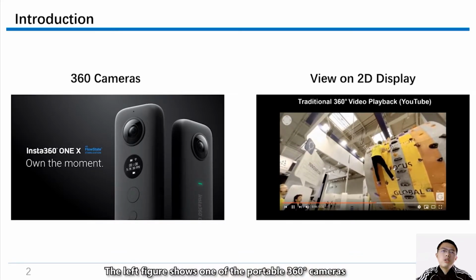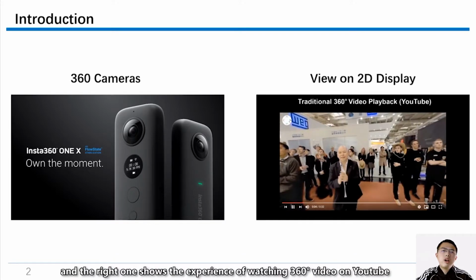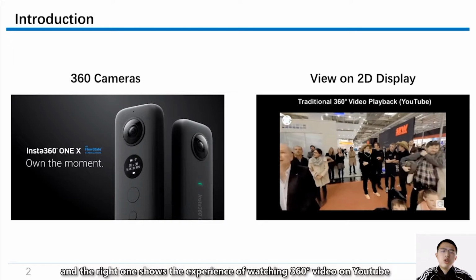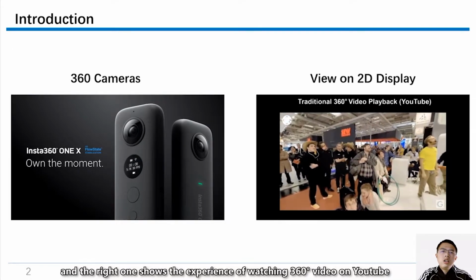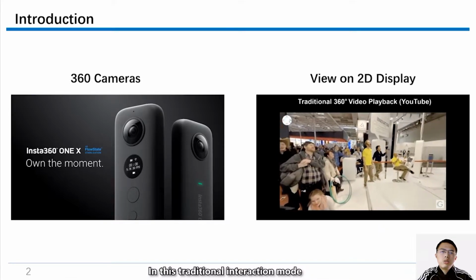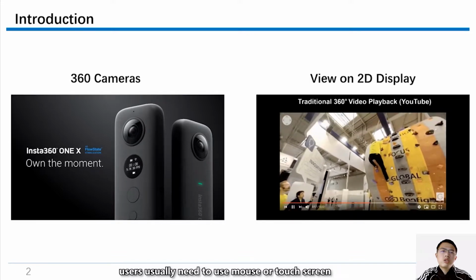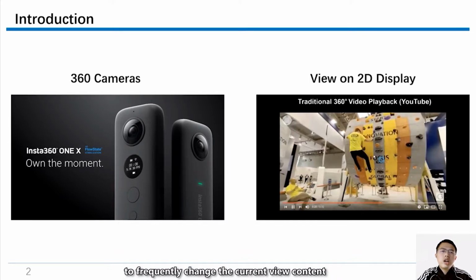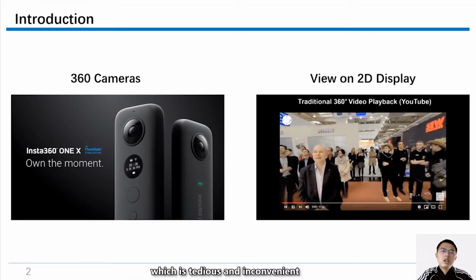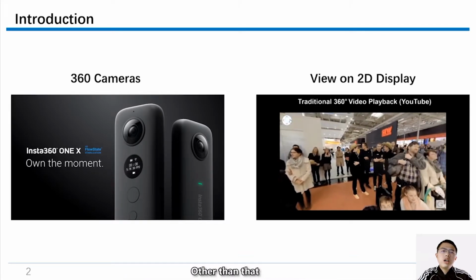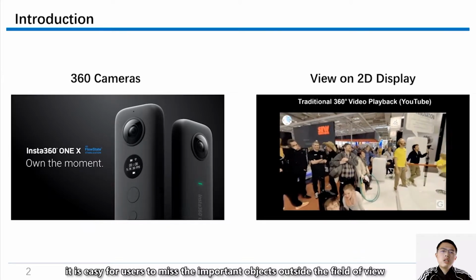The left figure shows one of the portable 360 cameras, and the right one shows the experience of watching 360 video on YouTube. In this traditional interaction mode, users usually need to use a mouse or touch screen to frequently change the current view content, which is tedious and inconvenient. Other than that, it is easy for users to miss the important objects outside the field of view.